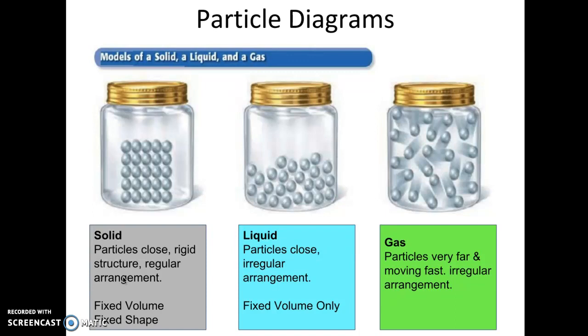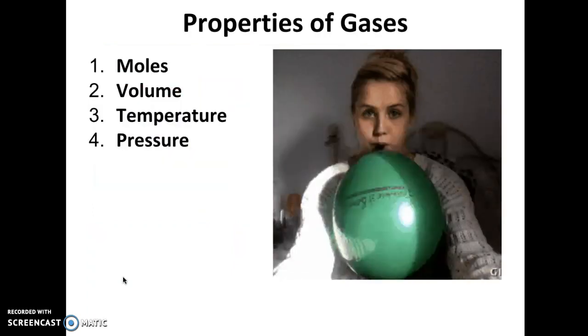Lastly, the shape is not fixed because gas particles spread out throughout the entire container, so they're going to take up the entire shape of the container. It's also important to note that gas particles move really fast and in irregular directions, and that is one of the reasons why gases have certain properties that we'll look at in a moment.